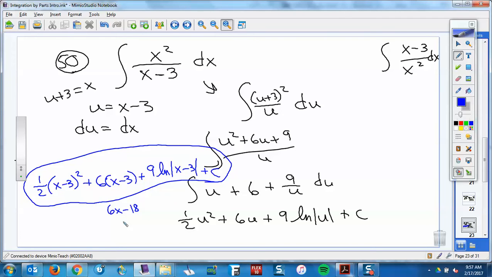Most of the time, I can't think of too many times on the gateway test that you have to do really any simplifying at the end. You pretty much get your antiderivative, you put your x's back in, and then you pretty much can stop right there. Okay, so that's a good one. It just took us one extra step here where we had to do some algebra and FOIL that. All right, good.